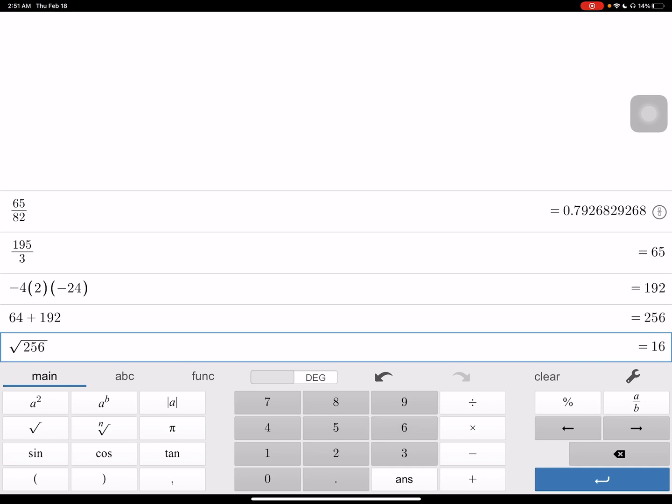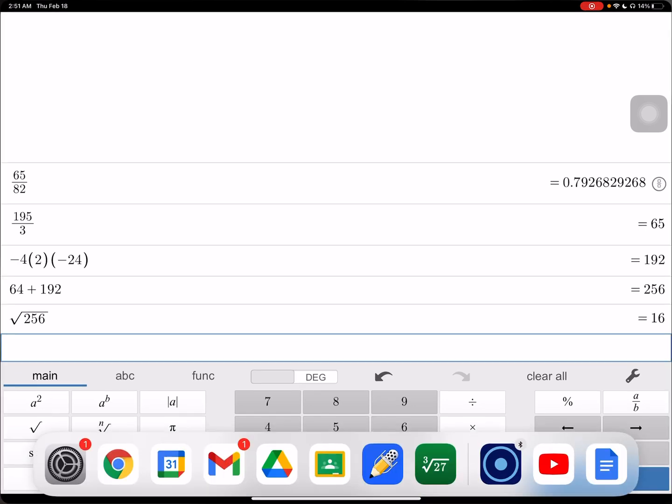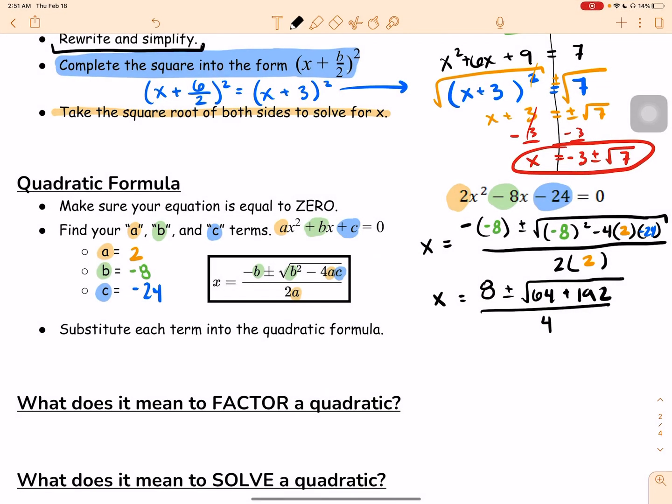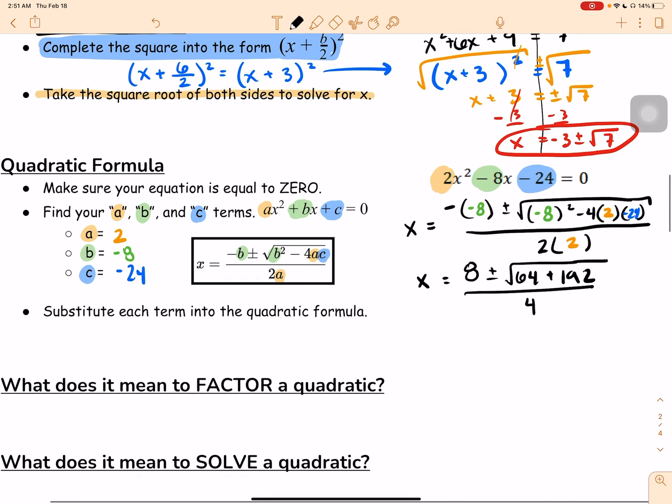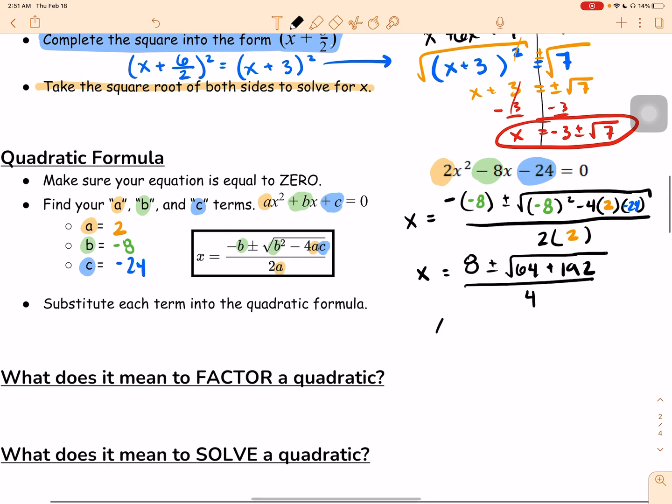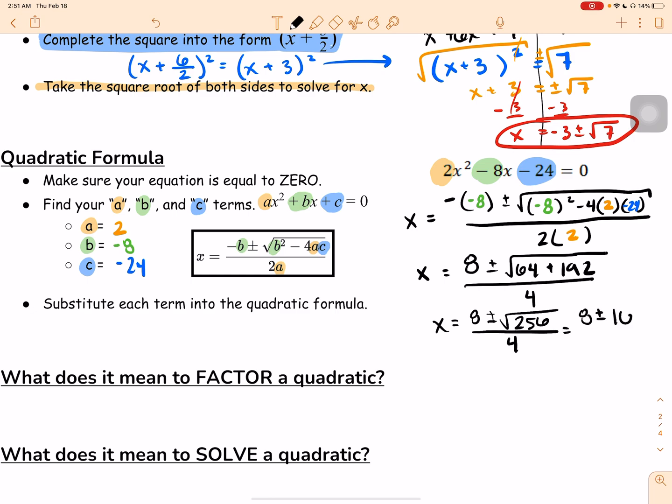So this is a really nice one. 16 is the square root of 256. Here, you're probably like, wait, where did the 256 come from? I'm totally thinking you had 8 plus or minus the square root, and those two added is 256. So then we have 8 plus or minus 16, because 16 is the square root of 256, all over 4.